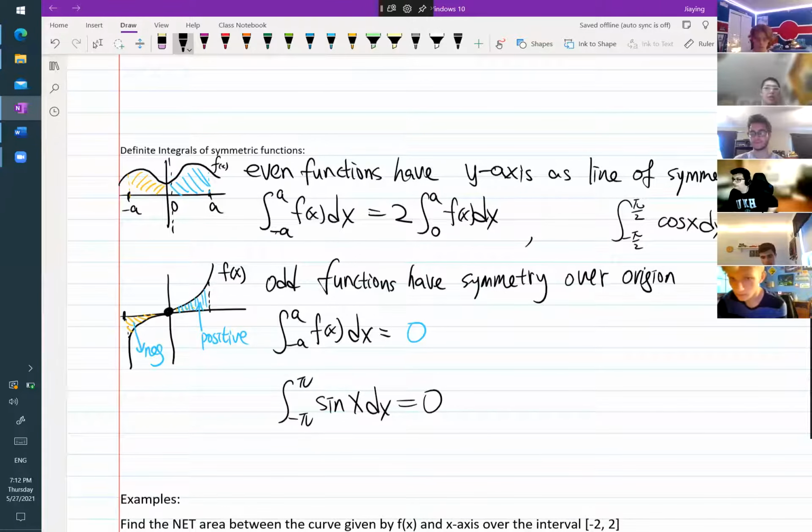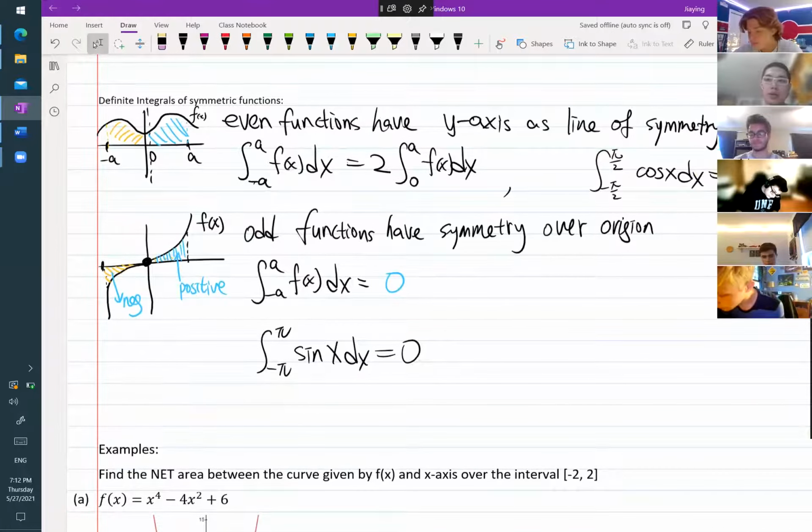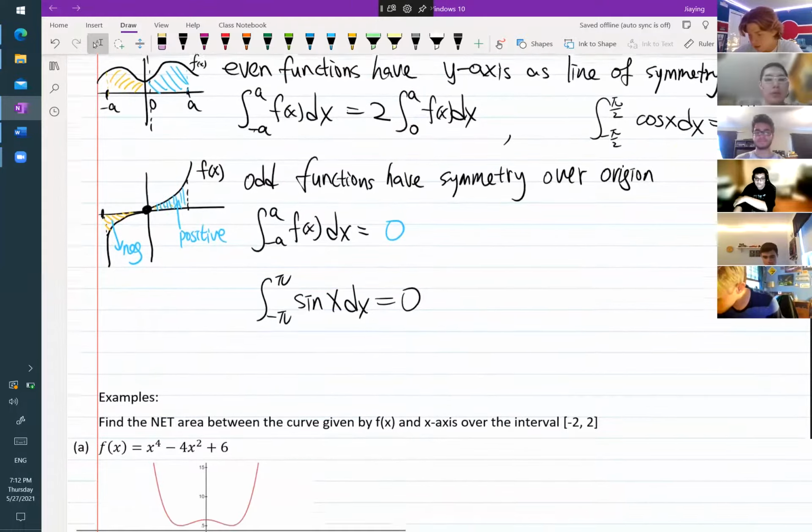Anyway, so that's a benefit of working with even and odd functions. In high level math, there are a lot of functions that you can use sine and cosine to estimate, and then when you integrate, some of the terms will go to 0. Some of the terms will stay. So if you want to study high level math, we use a lot of sine and cosine.